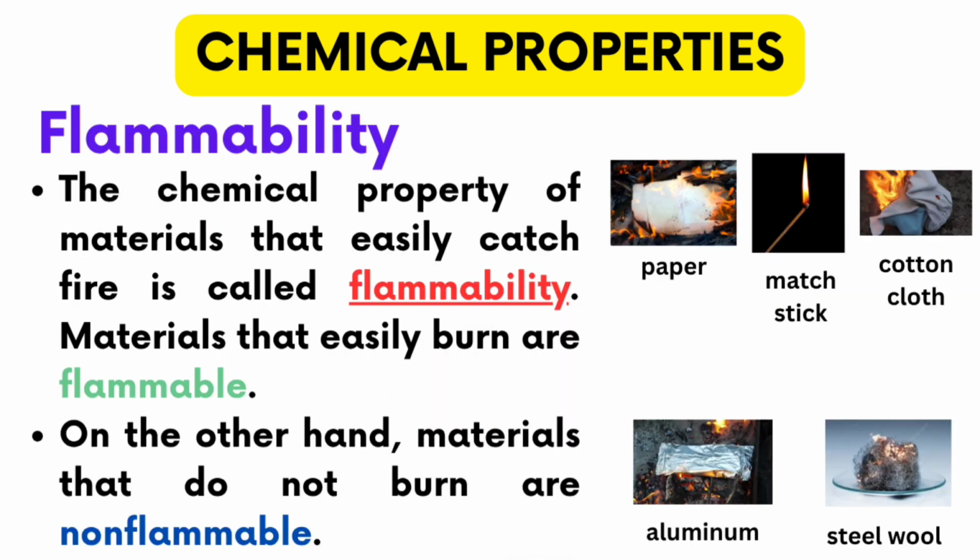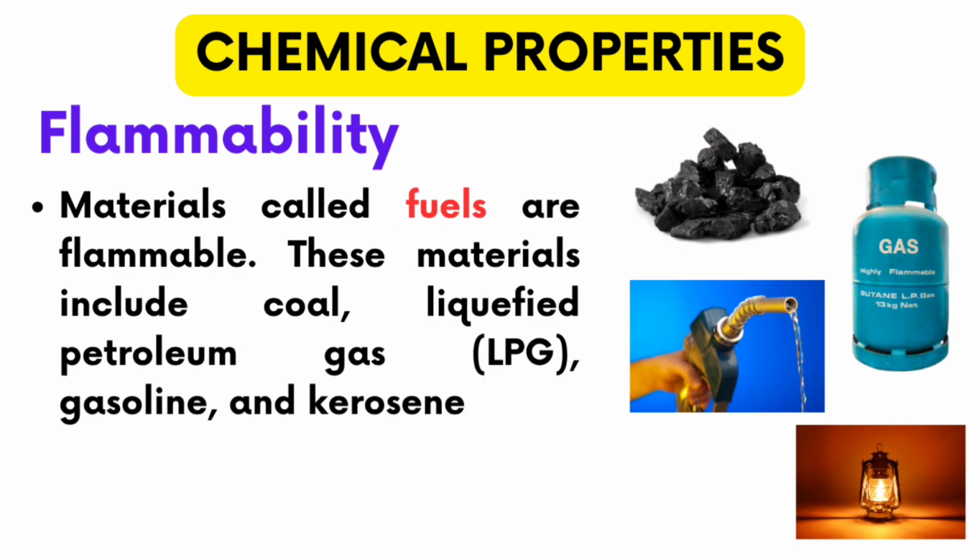The chemical property of materials that easily catch fire is called flammability. Materials that easily burn are flammable. On the other hand, materials that do not burn are non-flammable. Materials called fuels are flammable. These materials include coal, liquefied petroleum gas, gasoline, and kerosene.